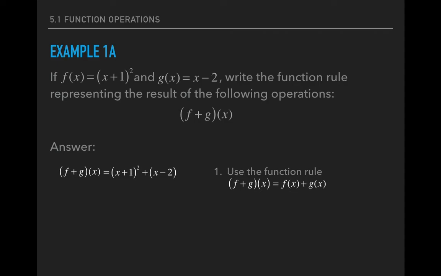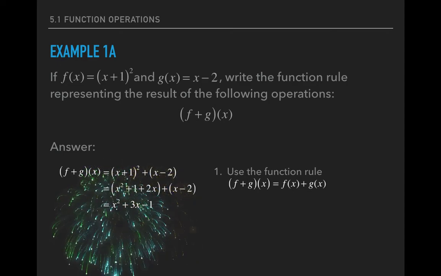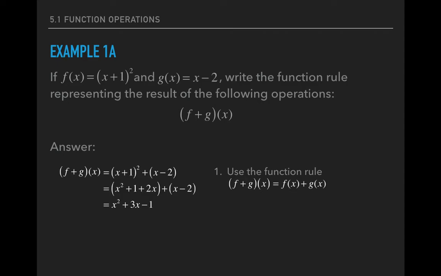You have a binomial squared there, which means you need to sing the song. You take the first term, square it, that's x squared. Take the second term, square it, and that is 1. Take the first times the second, 1 times x is x, times 2 gives you 2x. So we've simplified that squaring, and now we just need to combine like terms. That would be x squared, you would have 3x, and then minus 1. So that is the new rule representing the sum of those functions.